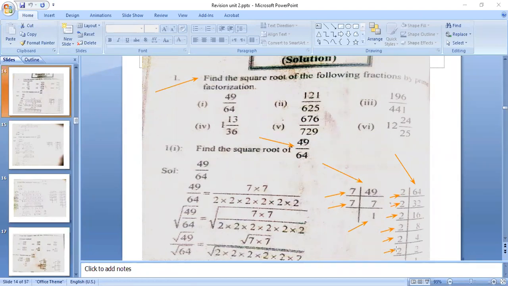Now we will write the fraction. 49 by 64 is equal to, first we write the prime factors of 49, which are 7 into 7. And the prime factors of 64 are 2 into 2 into 2 into 2 into 2 into 2. Now we put the square root sign on both sides, taking the square root. So it is the square root of 49 by 64.